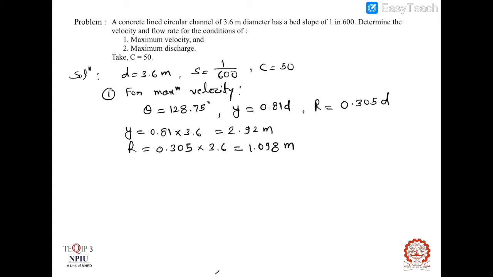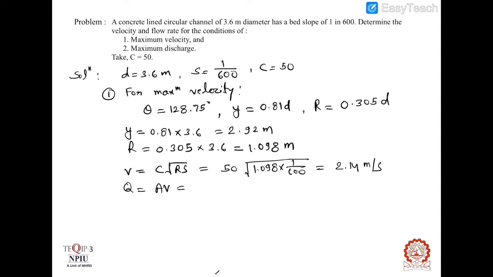Now what is the formula to find velocity in open channel? V is equal to C root over RS, that is the Chezy's equation. C is 50, R is 1.098 and S is 1 by 600, which gives approximately 2.14 meter per second. And discharge or flow rate is equal to AV. Now here we need to find the area of flow to find the discharge.